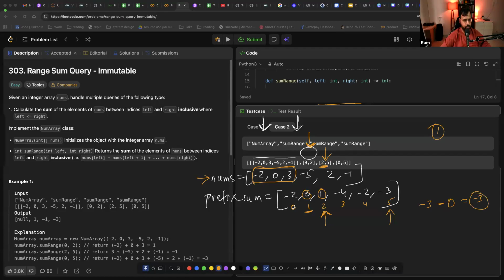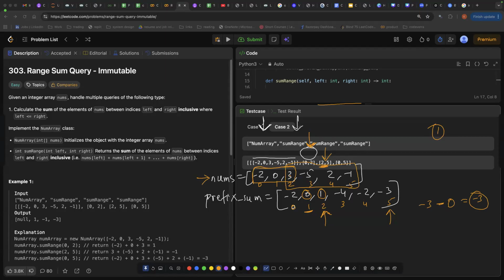Which means from 2 to 5, indices 0, 1, 2, 3, 4, 5. So from 2 to 5, this is the sum, which is minus 3. If you compute it from here, from 2 to 5, what is the sum? Minus 3 only, right? 3 plus 2, 5. Okay, sorry. Minus 3. Minus 3 minus 0, right? Left minus 1, wait.